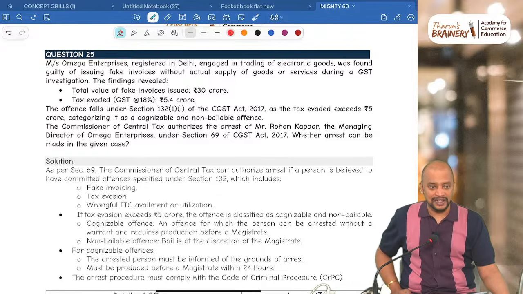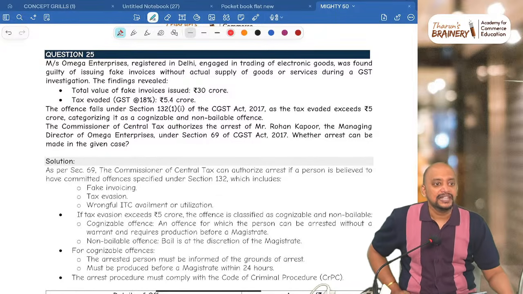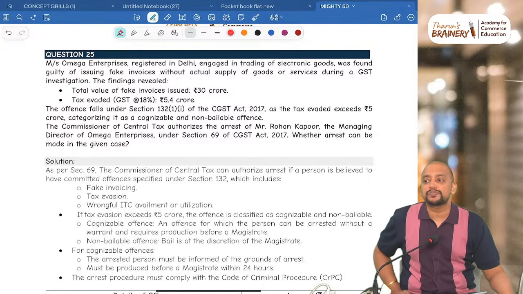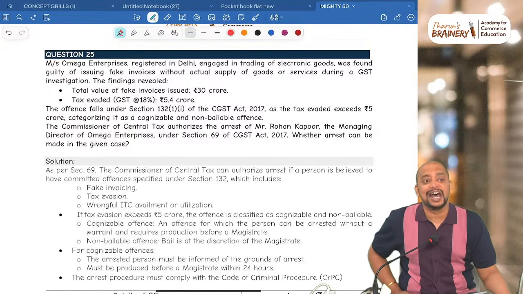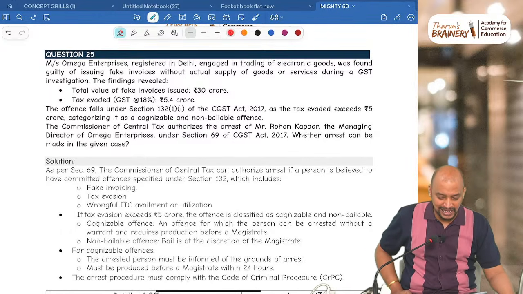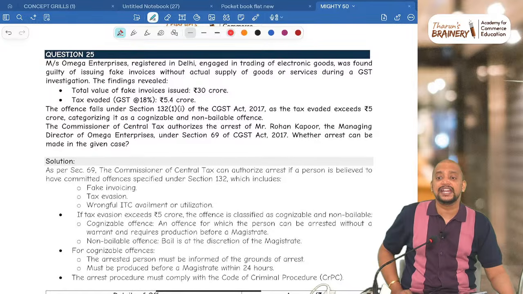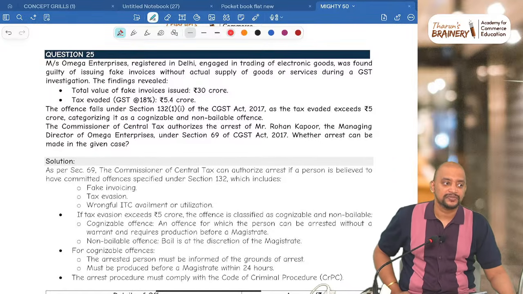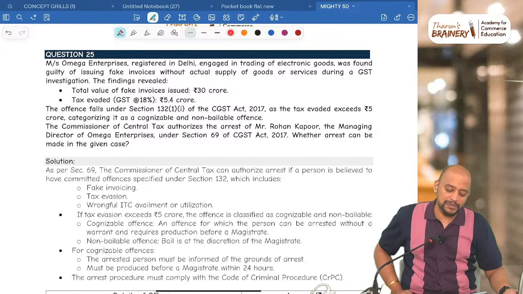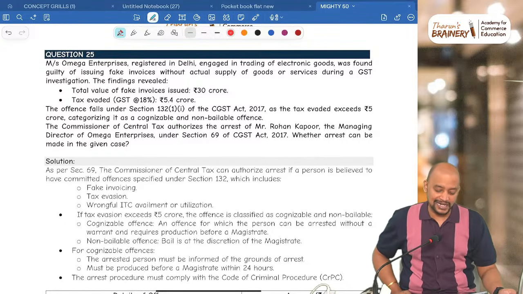A company cannot be arrested. So, whenever the offence is committed by a company, the Managing Director or CEO or any whole-time director of the company who is responsible for the day-to-day affairs of the company will be arrested. Therefore, Rohan Kapoor, the Managing Director of Omega Enterprises, under section 69, whether arrest can be made in the given case. Suppose it is any other person, what if it is a firm? Partner, managing partner. If it is HUF, Karta, and if it is a trust, the trustees, you got it? Managing trustee. So, they will be arrested. And under 69, whether arrest can be made in the given case? Yes, arrest can be made.